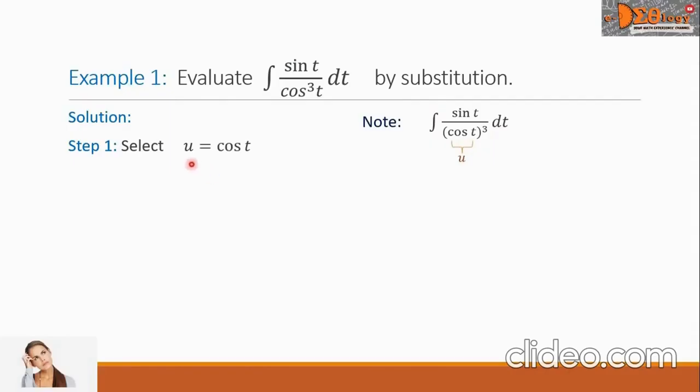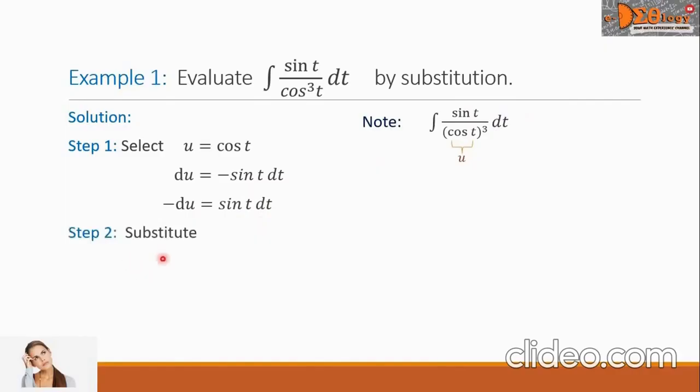Then let us take the derivative of this equation. So du equals negative sine t dt. Analyzing our integral here, we have the remaining function to be sine t dt, which is positive. So what we're going to do here is multiply this equation by negative 1. So we have now the left side to be negative du, and the right side is now positive sine t dt.